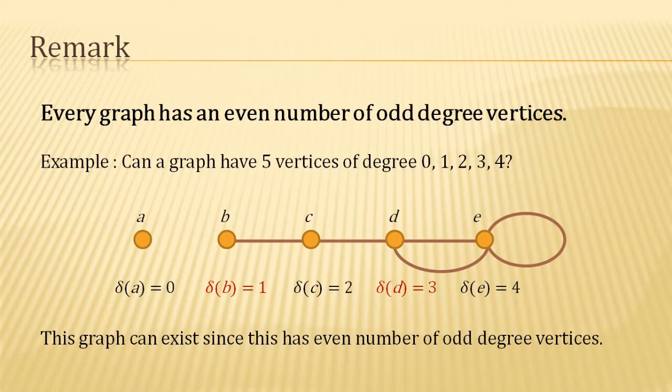Example, can a graph have 5 vertices of degree 0, 1, 2, 3, 4? So here I have drawn a graph with 5 vertices. The first one has degree 0, the second one has degree 1, the third has degree 2, the fourth has degree 3, and the last vertex has degree 4. So here there are 2 odd degree vertices, B and D. So that 2 is an even number, therefore this graph can exist.